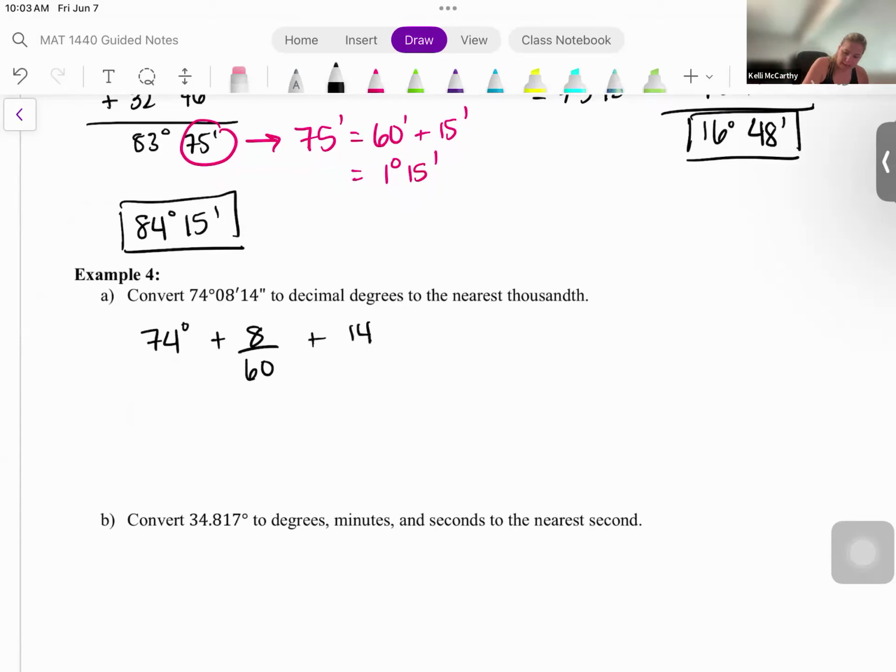And the 14 seconds is going to be divided by 3,600 because there are 3,600 seconds in 1 degree. And we can use a calculator like Desmos to calculate this, giving us 74.137.